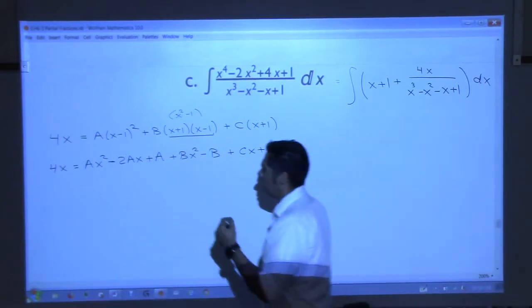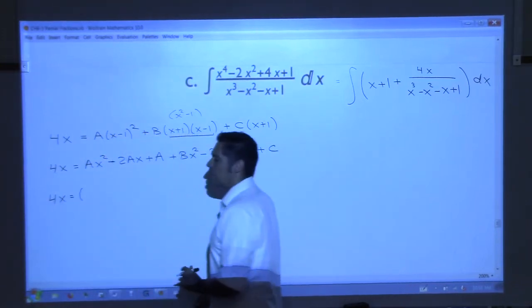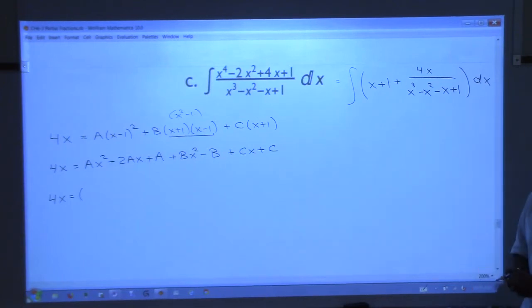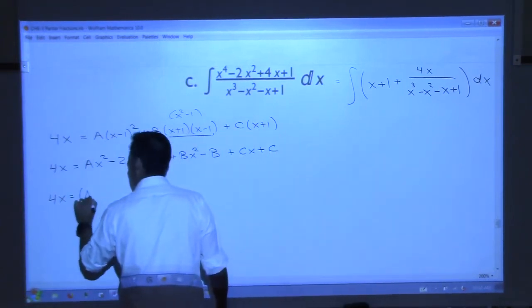All right, 4x equals, let's get my x squareds together. So what are the coefficients for x squared? We have an a and a b, right? So can I just put a plus b and then x squared outside of it?